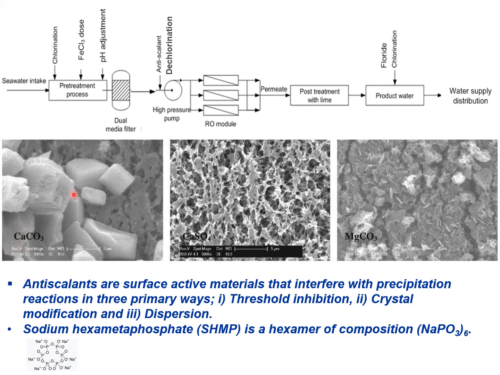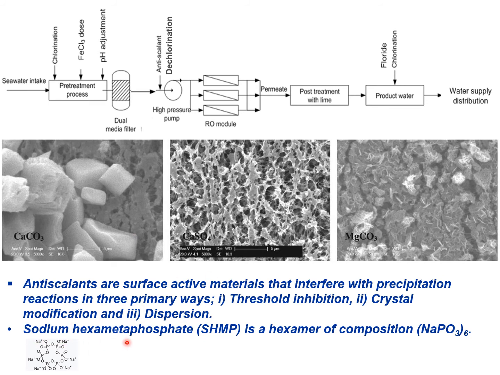and you will have this kind of crystal on the surface of the membrane. Also calcium sulfate, magnesium carbonate, even calcium phosphate. There are many different inorganic scalants, and because of low solubility they try to create crystals. These crystals will be a problem, clogging the reverse osmosis membrane. So we need to include anti-scalant, which are surface active materials that interfere with precipitation reactions in three primary ways: threshold inhibition, crystal modification, and dispersion. So anti-scalant interferes with your precipitation reaction in these three ways.